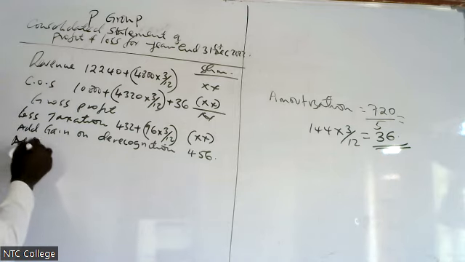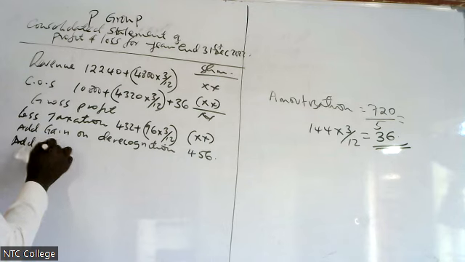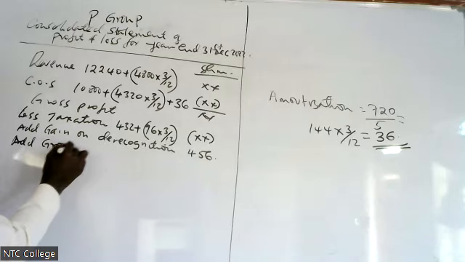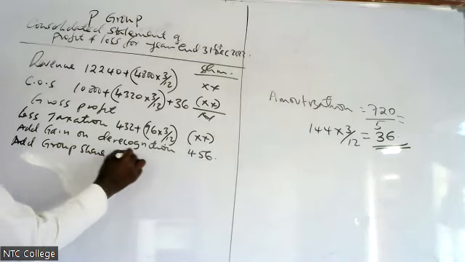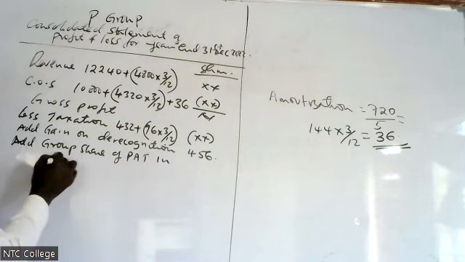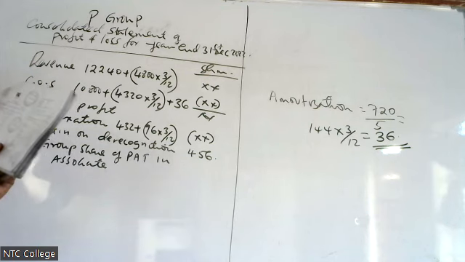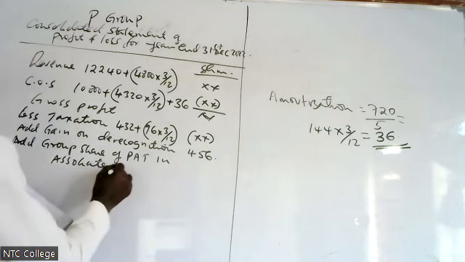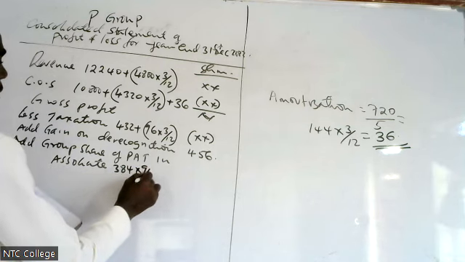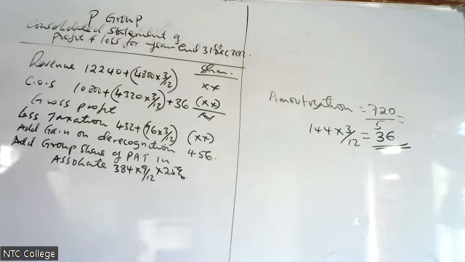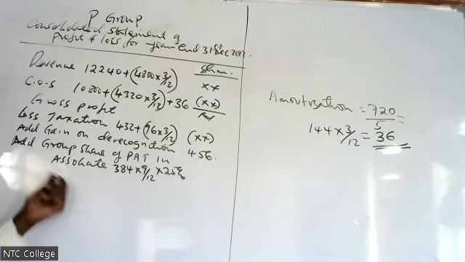Then I come to add group share of profit after tax in associate. That is 384 times 9/12 times 25%. Where am I getting that? Let me explain. Group share. Kindly let Malim explain this, give him time.